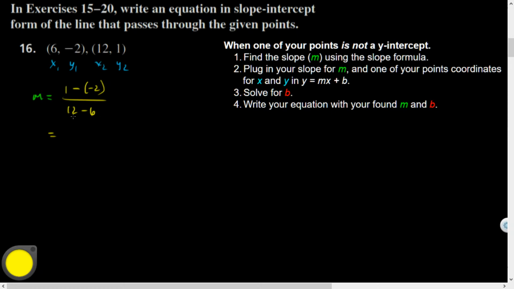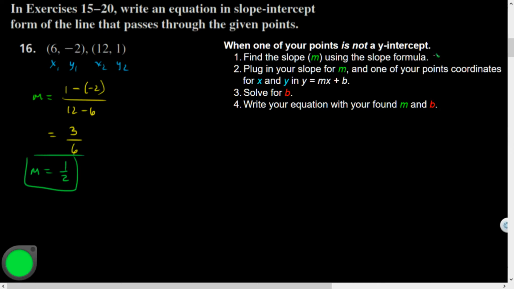So let's see. 1 minus negative 2 is the same as 1 plus 2, which is 3. 12 minus 6 is 6. And 3 sixths is the same as 1/2. So I just found my slope.